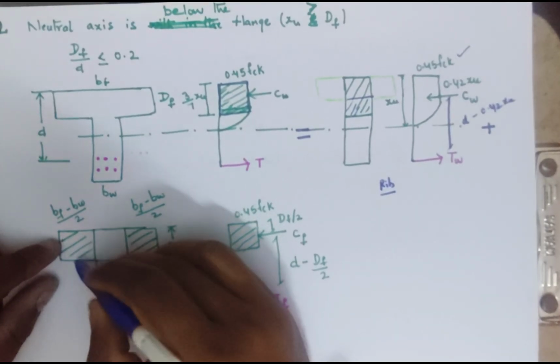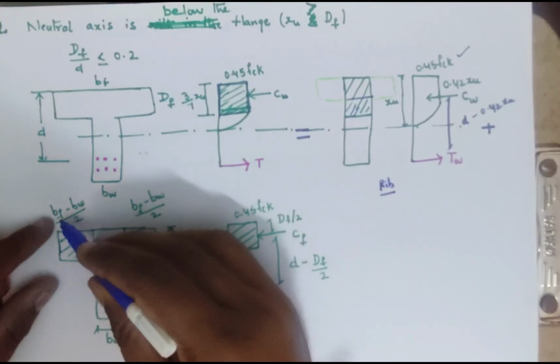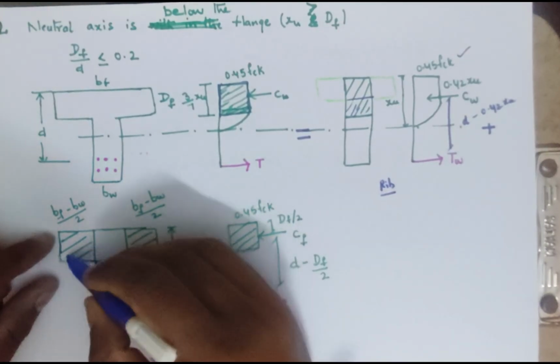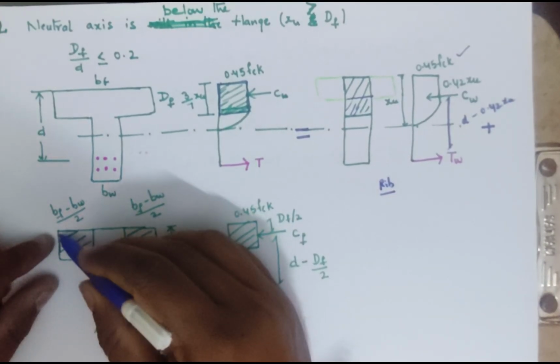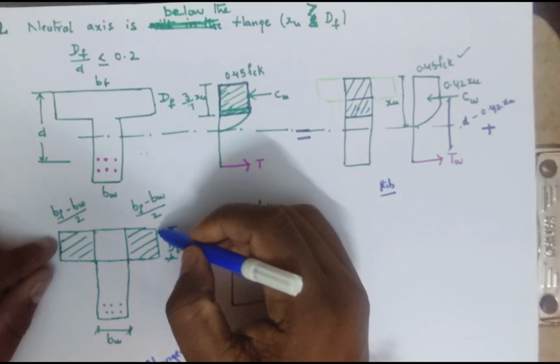Here I have a half portion. Here I have another half portion. That's why it is BF minus BW by 2. This is BF minus BW by 2, right?